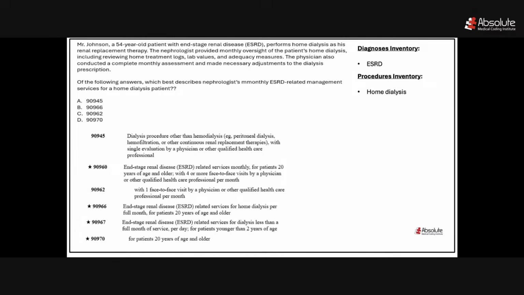So option A is coding for 90945, that is for a dialysis procedure. Okay, no, I'm looking at 90970 first. That is coding for a dialysis per day service, right? The end stage renal disease related services, dialysis for less than a full month. And we are not looking at a per day service. A complete assessment was performed, and this is a monthly service code which we are looking at. So option D is incorrect.